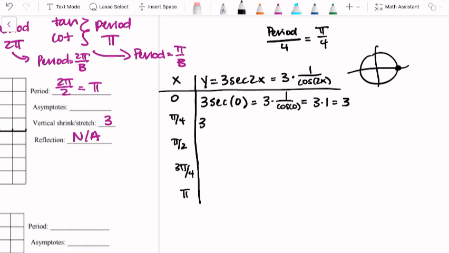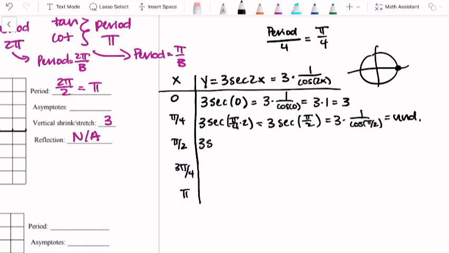Okay, plugging in pi over 4 next, so I'm going to have 3 secant of pi over 4 times 2. That's going to be equal to 3 secant of, let's see, pi over 2. So it's going to be 3 times 1 over cosine of pi over 2. And then cosine of pi over 2 is going to be 0, so we'll have 1 divided by 0, which we can't have, so that's going to be undefined. Plugging in pi over 2, we'll have 3 secant of pi over 2 times 2. So 3 secant of pi.